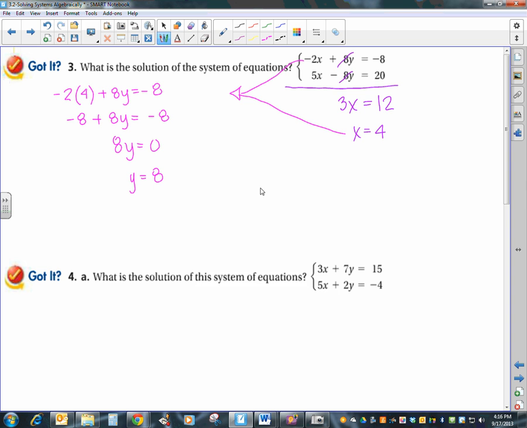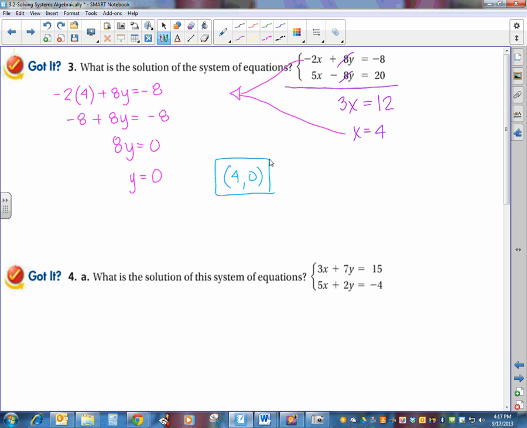So the solution to my system is 4. Where are my students when I need them? Okay, 0 divided by 8 is not 8. 0 divided by 8 is 0. So the solution to my system is 4, comma 0. I don't have anybody here telling me to pay attention to what I'm doing.